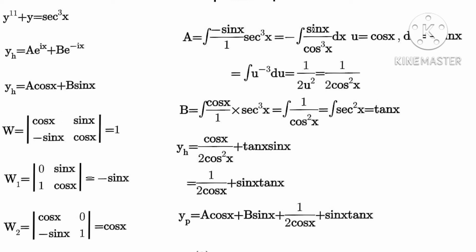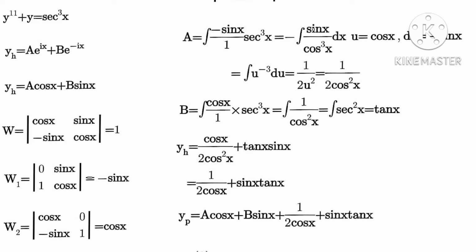Then we look for our Wronskian. Our Wronskian is cos squared x plus sin squared x, that's 1. So our w1 will be 0 minus sin x, that's minus sin x. W2 will be cos x. Then we look for our a.